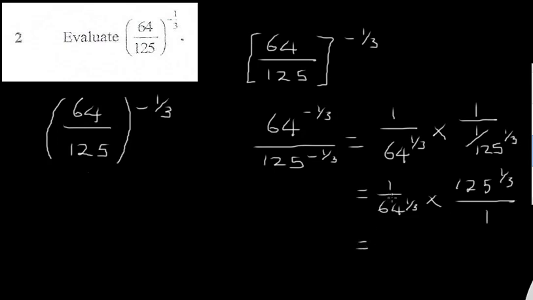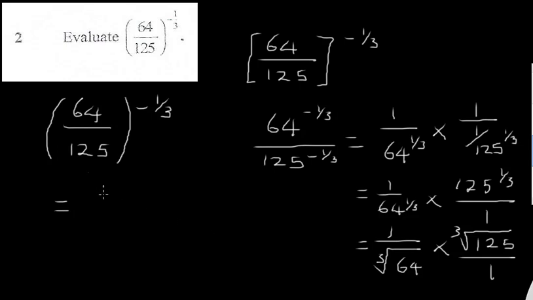When you have 1 over 3 as a power, it is simply the same as the cube root of a number. So cube root of 64 multiplied by the cube root of 125 over 1. And we would then have 1 over, what is the cube root of 64? What number do you multiply 3 times to get 64?